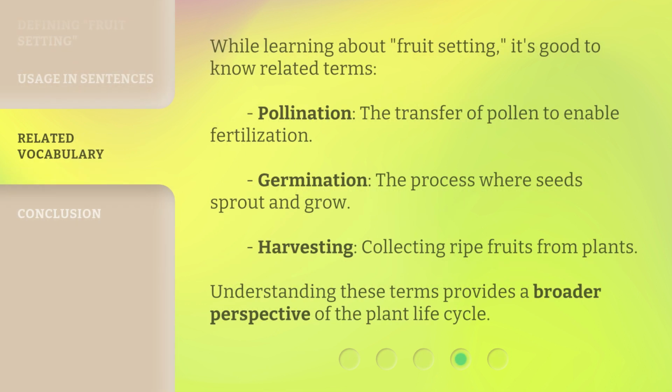While learning about fruit setting, it's good to know related terms. Pollination, the transfer of pollen to enable fertilization. Germination, the process where seeds sprout and grow. Harvesting, collecting ripe fruits from plants. Understanding these terms provides a broader perspective of the plant life cycle.